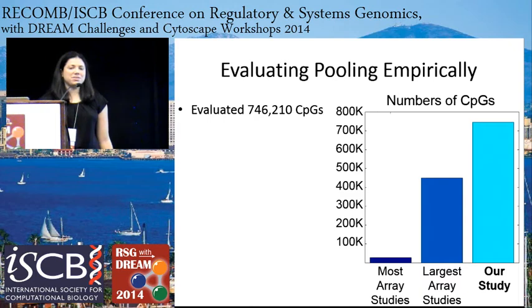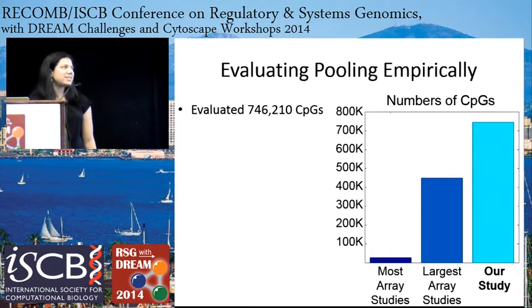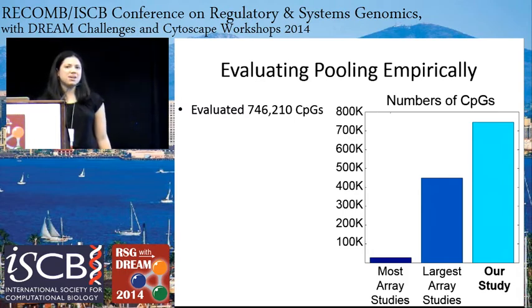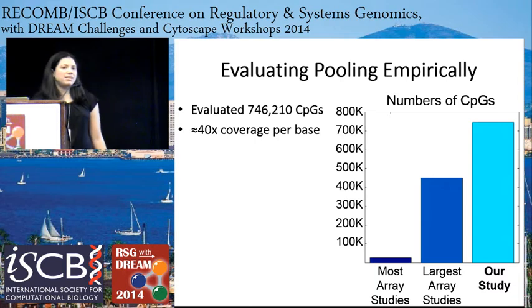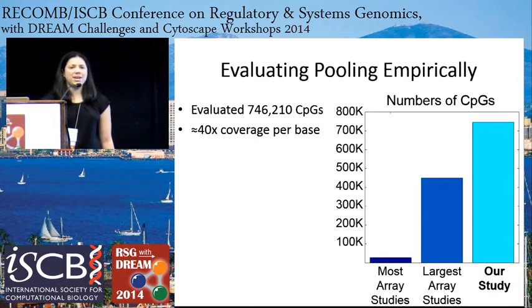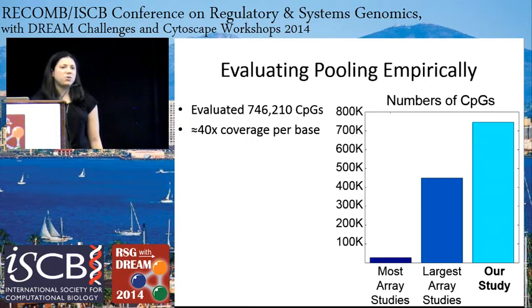Now that I've shown you the results from our simulations demonstrating some of the benefits of our method, I will show you the results from our empirical data. In our study, we evaluated over 746,000 CpGs, representing the largest number of CpGs evaluated in any MQTL study to date. You may be wondering why we did not evaluate every CpG in the genome, and the reason for this is that we had, on average, 40x coverage per base with a fair amount of variance.